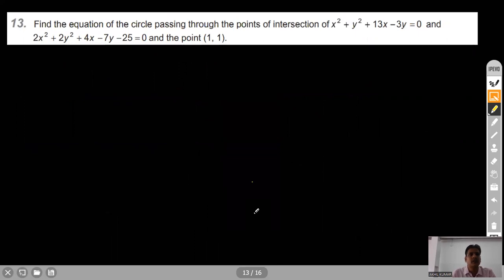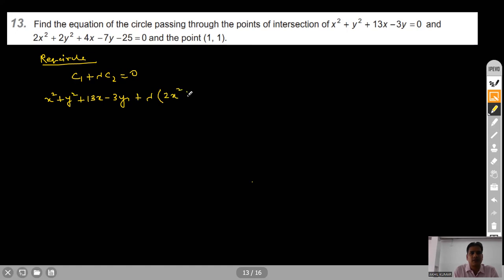Question number 13. Find the equation of the circle passing through the point of intersection of this and this and point 1, 1. So we have done this type of question earlier in this exercise. Our required circle will be of the form C1 plus lambda times C2 is equal to 0. What is C1? It is x square plus y square plus 13x minus 3y, right? Plus lambda times C2. C2 is 2x square plus 2y square plus 4x minus 7y minus 25 equal to 0, right?